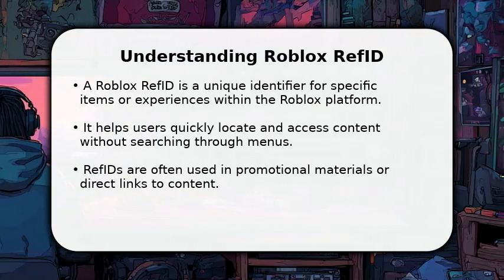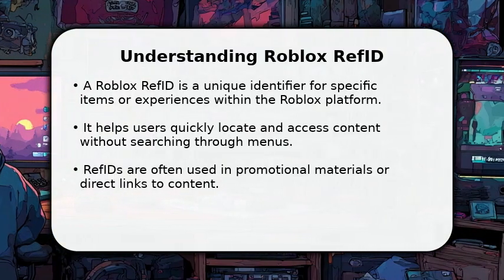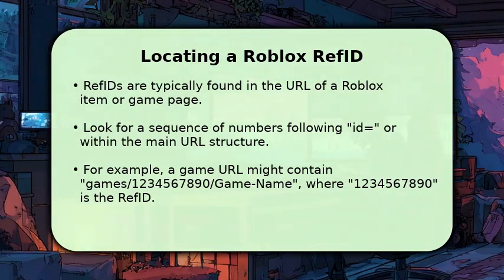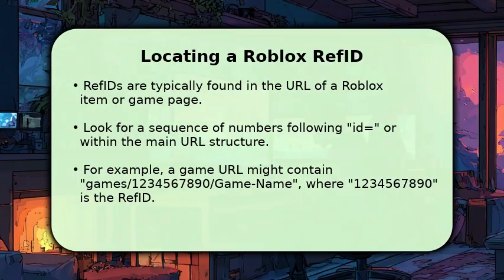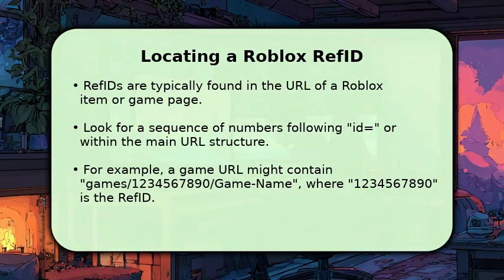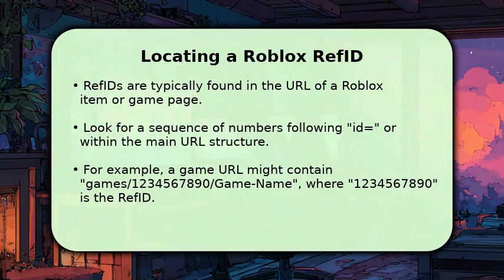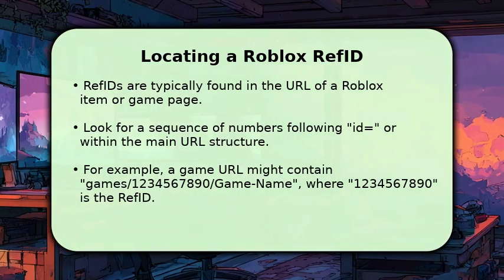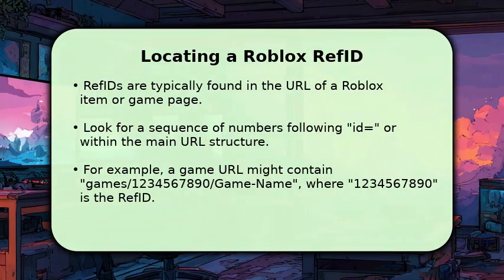We'll cover how to find and apply these codes effectively. Locating a Roblox RefID is quite straightforward. When you're on a game or item page, simply look at the web address in your browser's URL bar. You'll typically see a long string of numbers, often following "ID equals," or embedded directly after "game/" or "catalog/".